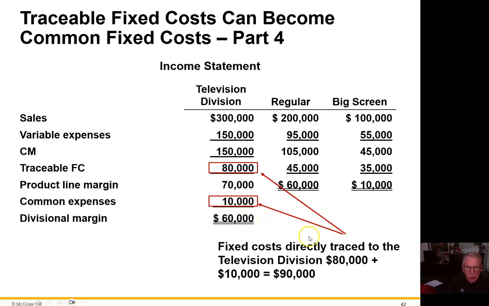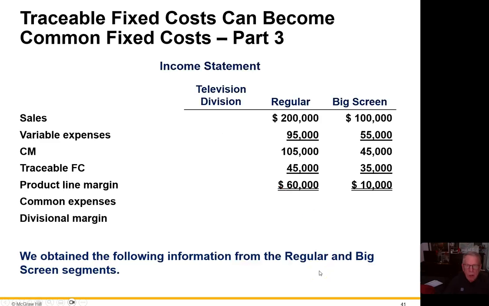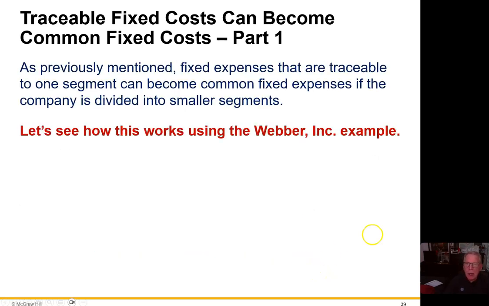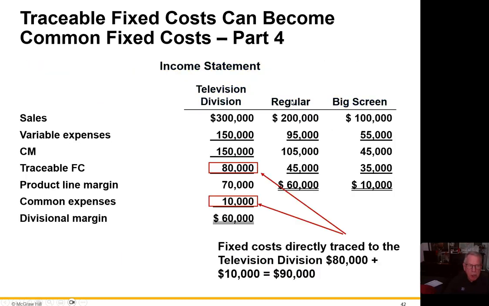The total is still 90,000 and the divisional margin is still 60,000. But you can see here that the fixed expenses that are traceable to one segment can be common fixed expenses if the company is divided into smaller segments. And that's what this example shows.